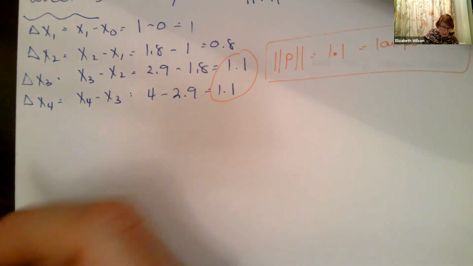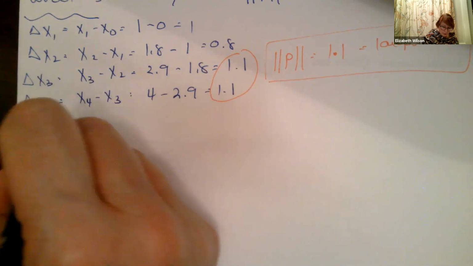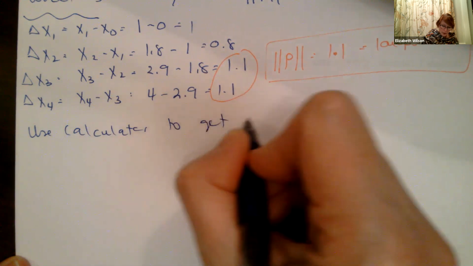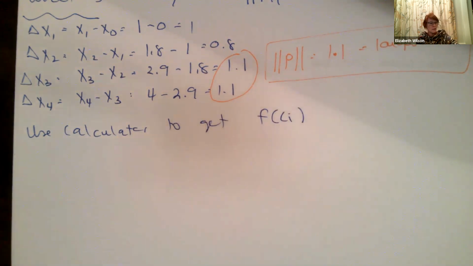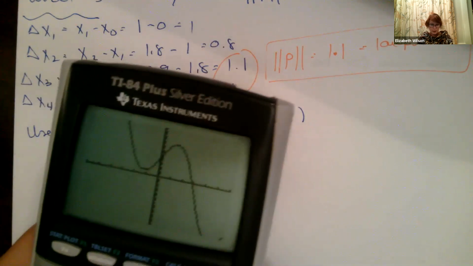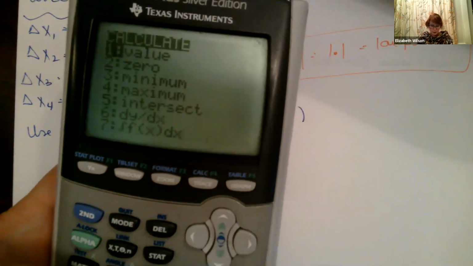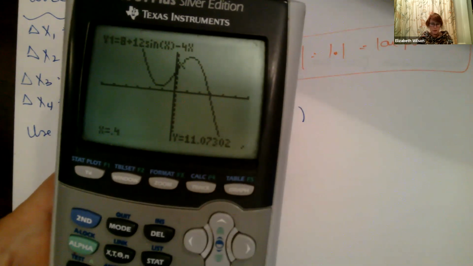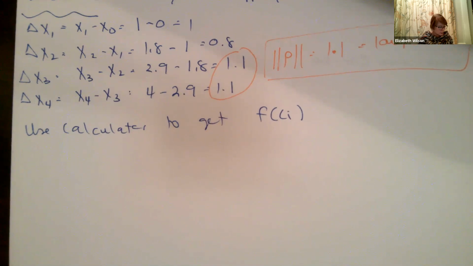Okay, I'm going to use my calculator to get the values f of c sub i. And you can do it in a couple different ways. You can plug it into your function. I did it on the graph. I did second calc, and I said value, you know, 0.4, and it tells me what my y is equal to, and I can copy that down. There's going to be some rounding, so my answer is going to be approximate, right?